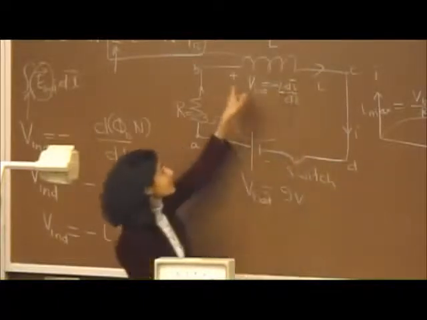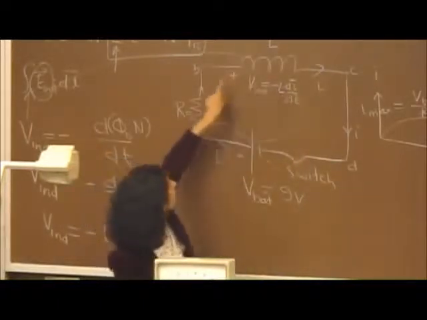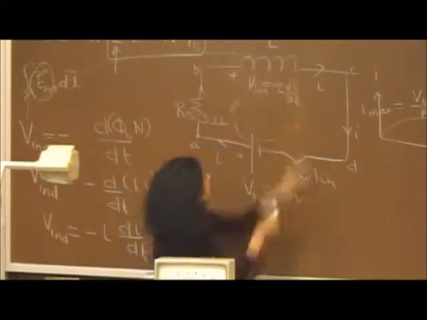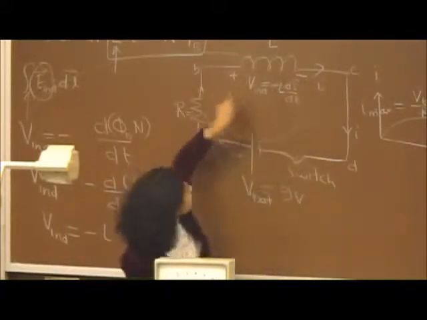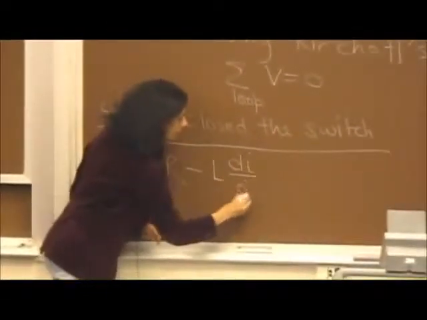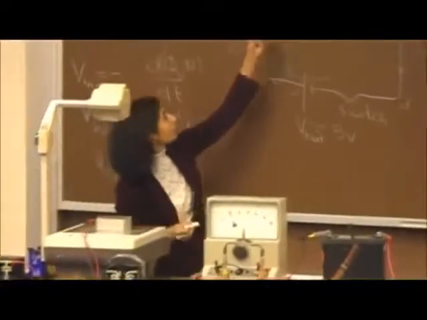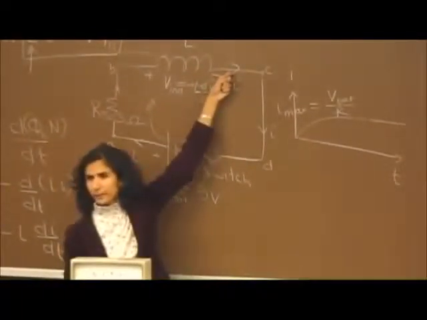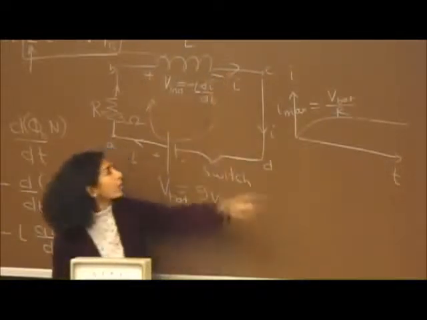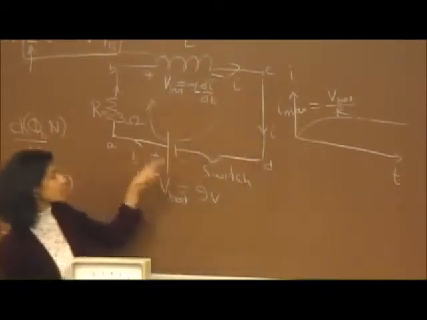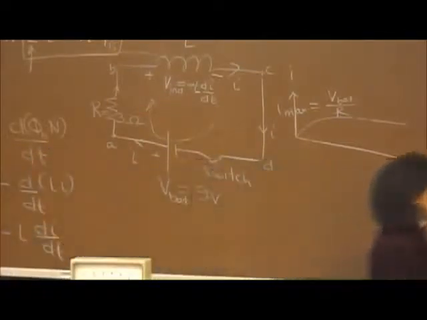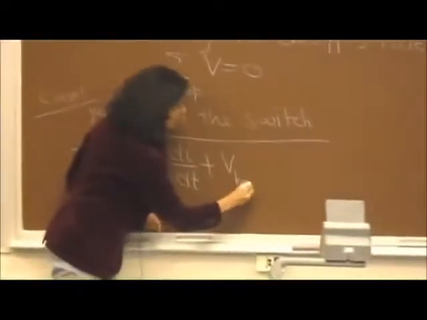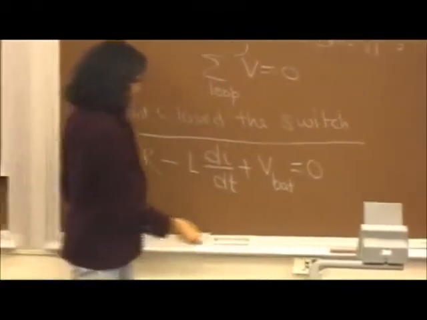The induced EMF is minus L di over dt. There is this minus sign that says that the plus will be this side and negative will be this side, so that the induced current opposes the external current. So this is also minus L di/dt. This is the V induced. When I go from here to here, there's a drop also. Is everybody clear? Okay, what about here to here? Nothing. And here to here, there's a rise. I'm going from negative to positive. So this is going to be plus V battery. This is equal to 0.